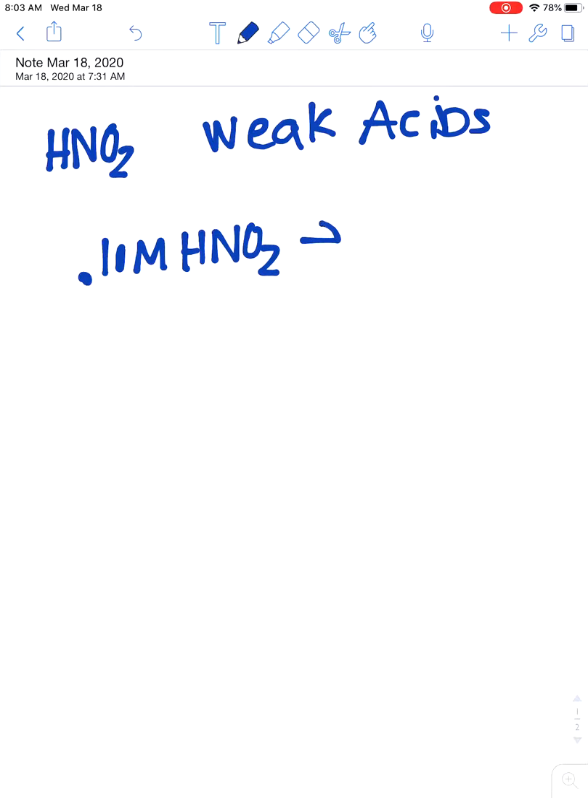So with weak acids, we have to do a little bit more work in order to determine the hydrogen ion concentration. So say we have a 0.1 molar solution of HNO2. We cannot say that the molarity is equal to that. So that is not the case.